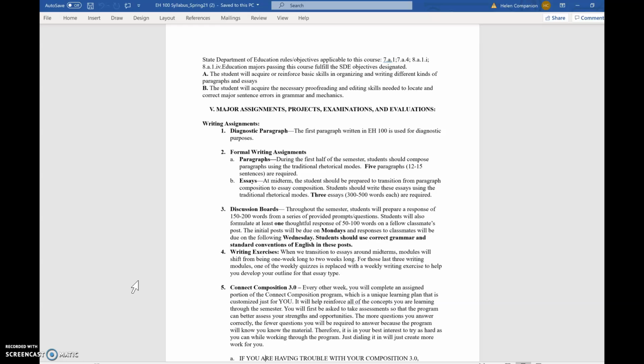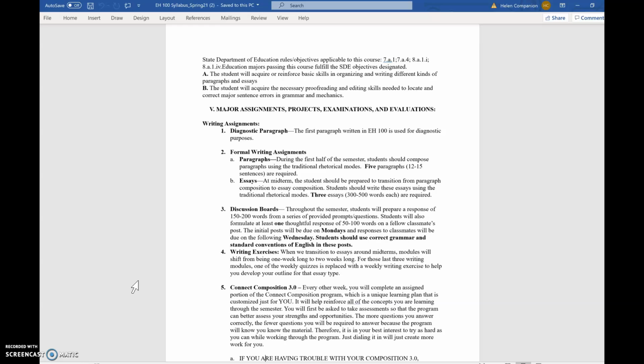There are two types of formal writing assignments: paragraphs and essays. During the first half of the semester, we focus on the structure and composition of paragraphs. You'll write 5 paragraphs of 12 to 15 sentences. That's about a page. Then at midterm, we transition to essays, and you'll write essays using traditional rhetorical modes. Rhetorical modes are just types of essays, like narrative essays or compare and contrast essays. So 3 essays of 1 to 1.5 pages, 300 to 500 words each, are required.